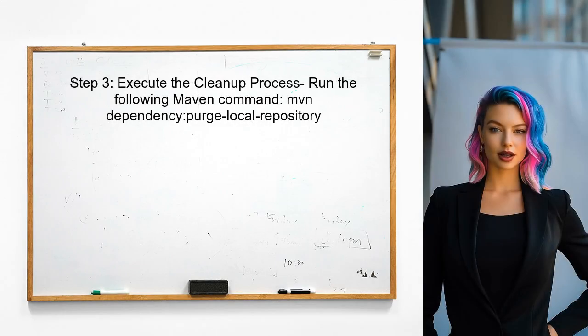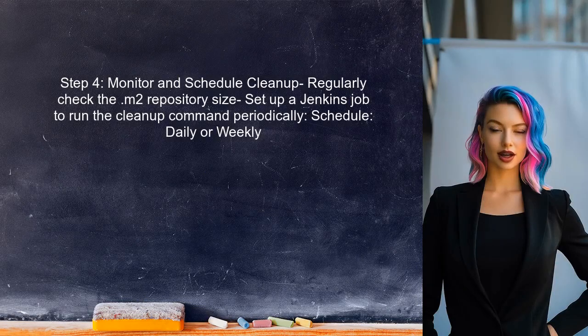After configuring the plugin, the user should run the Maven command to execute the cleanup process. This will remove the older versions of the artifacts while keeping the latest ones. Finally, the user should regularly monitor the .m2 repository to ensure it does not grow excessively again. Setting up a scheduled job in Jenkins to run the cleanup periodically can help maintain the repository size.